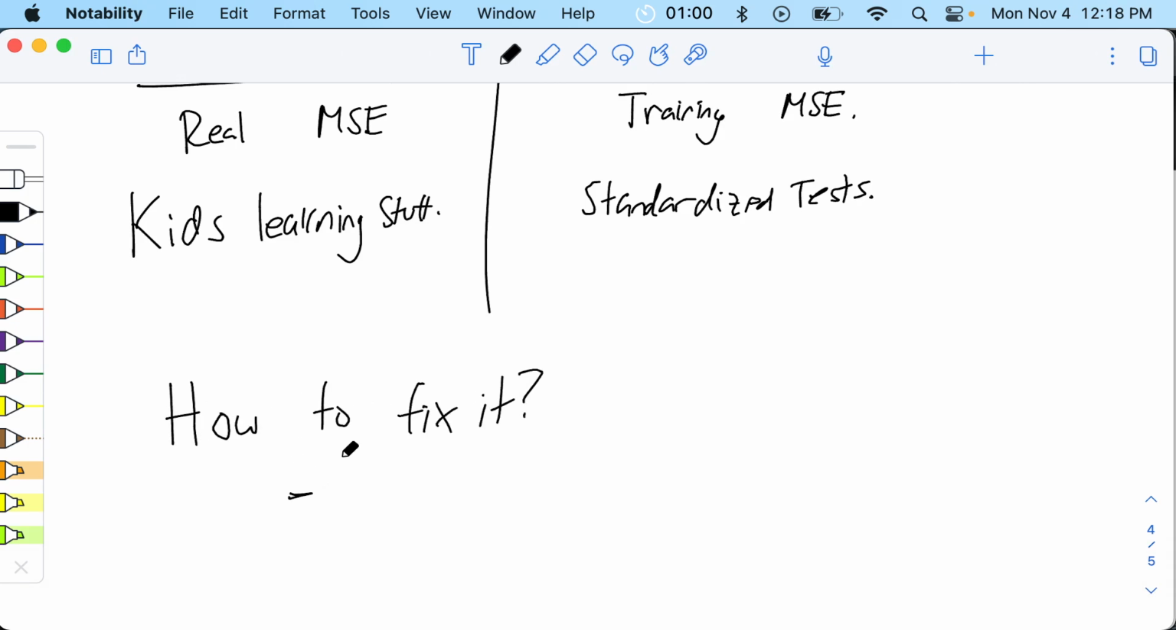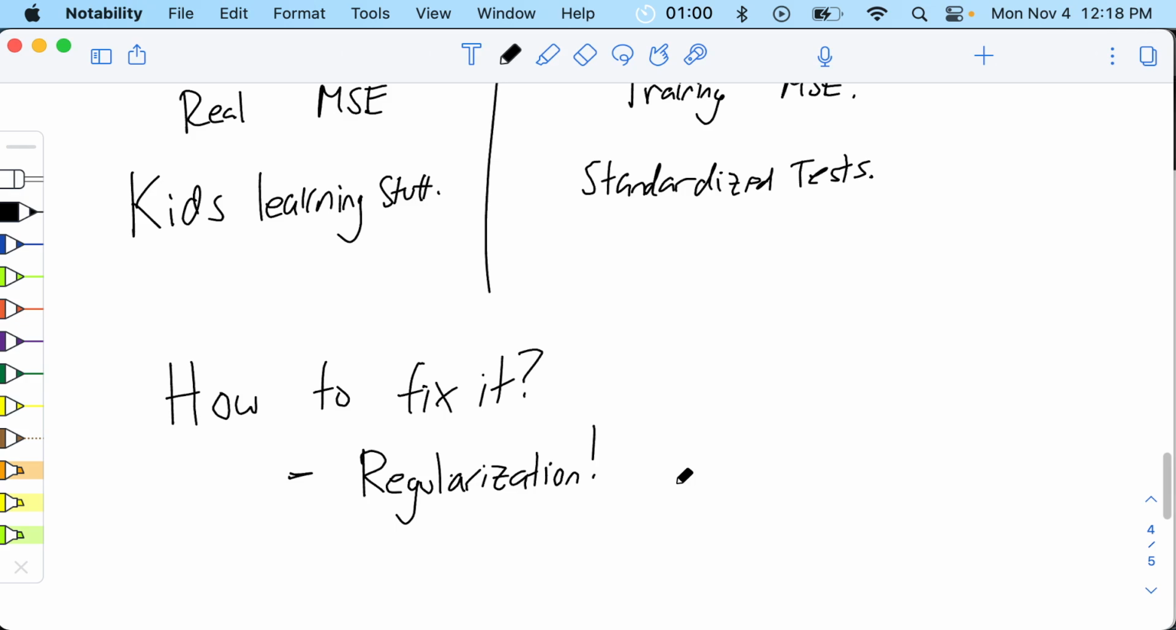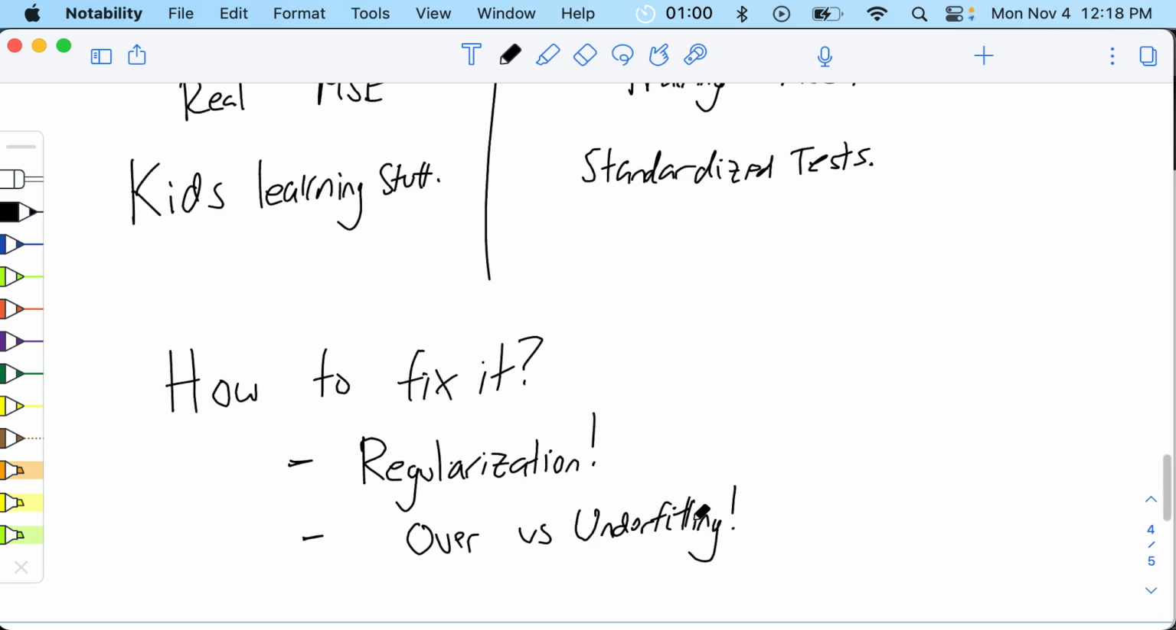And one answer is what we're doing, which is regularization. But more generally, all these strategies we were looking at are about over versus underfitting. I think this is the most important topic in the course: you should be aware of over versus underfitting and know how to fix it. Regularization is one of the ways, and regularization means adding in penalty terms.